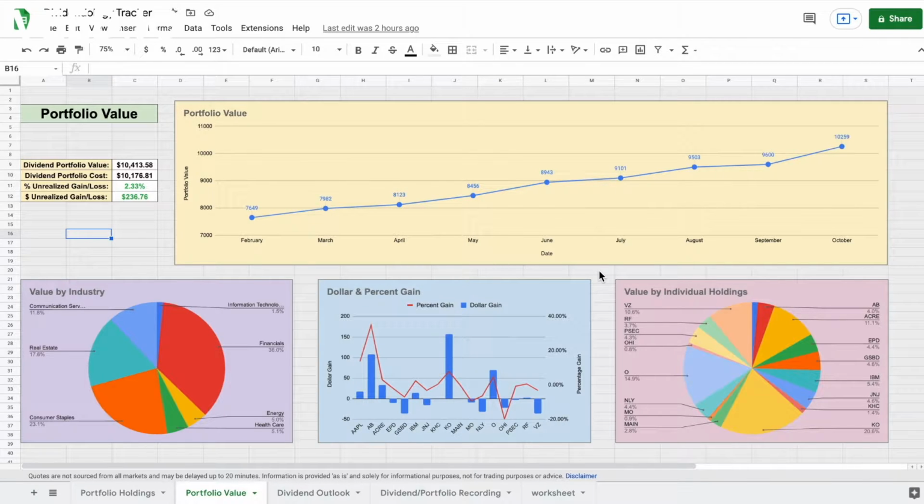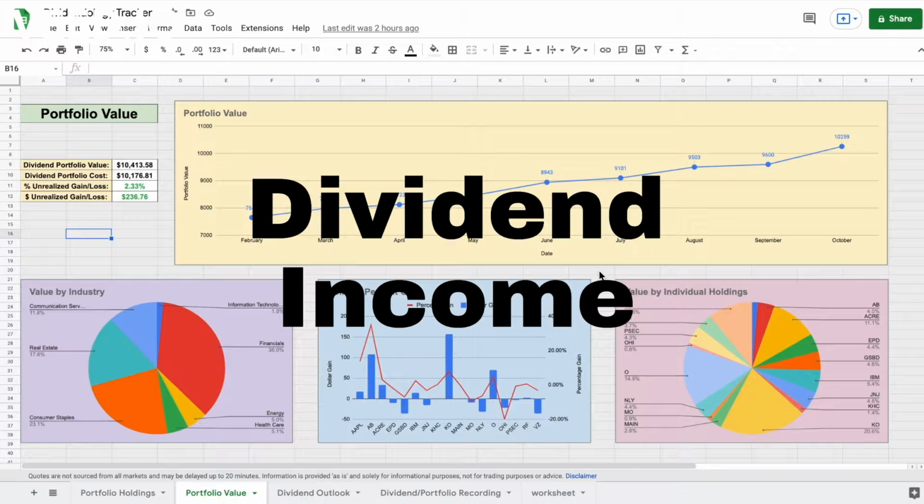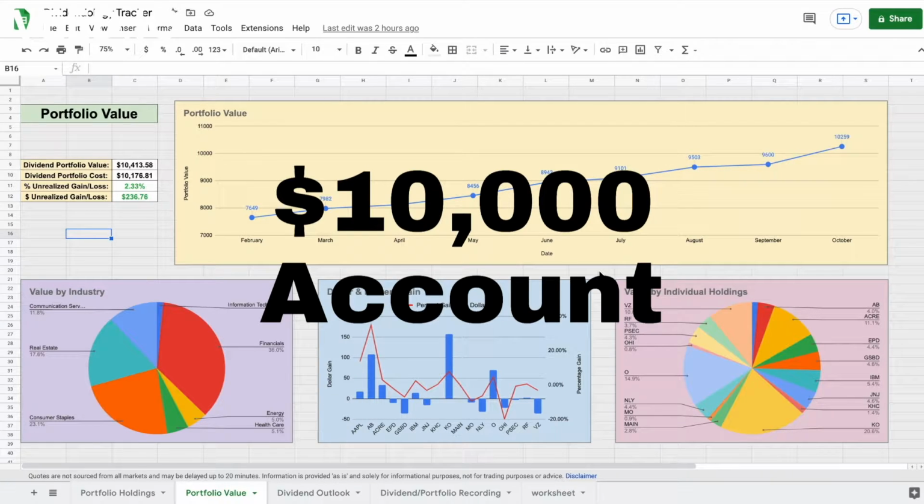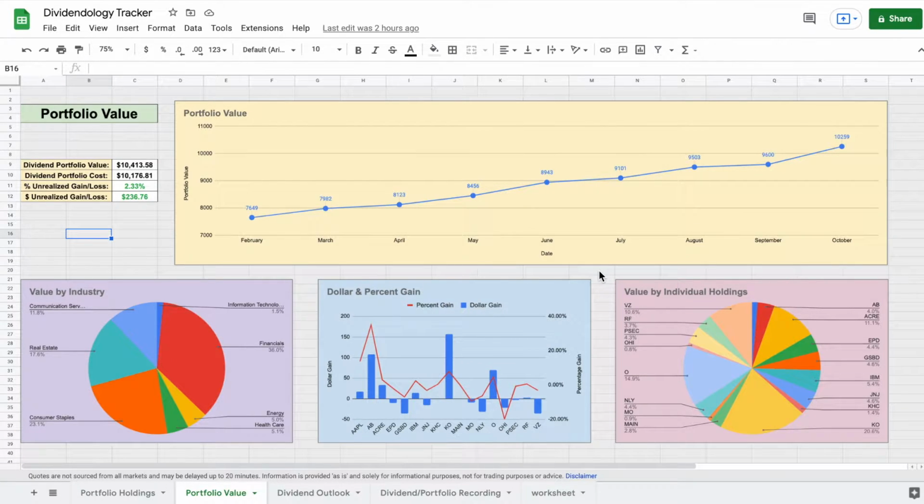Today, we are going to be going over how much I make in dividend income from a $10,000 account. And you can see I have my dividend portfolio tracker in Google Sheets open so that we can clearly see exactly how much dividend income I've made, as well as a lot of other important metrics such as my portfolio value over time.